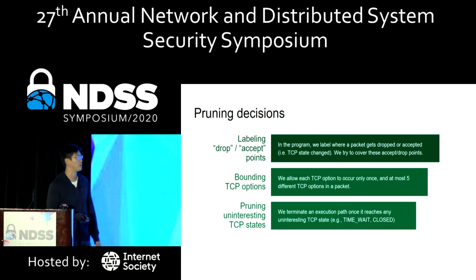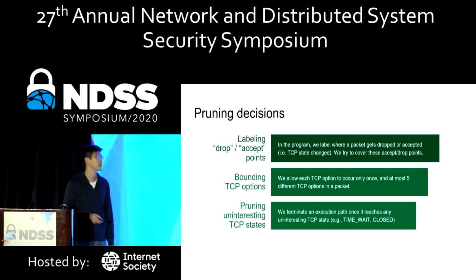First, we label some drop and accept points in the program where a packet gets dropped or accepted. Accept means the program state gets changed. And we want to ensure all those drop and accept points are covered, instead of covering all execution paths, because different execution paths reaching the same drop or accept points are very likely due to the same reason. So we can combine them.